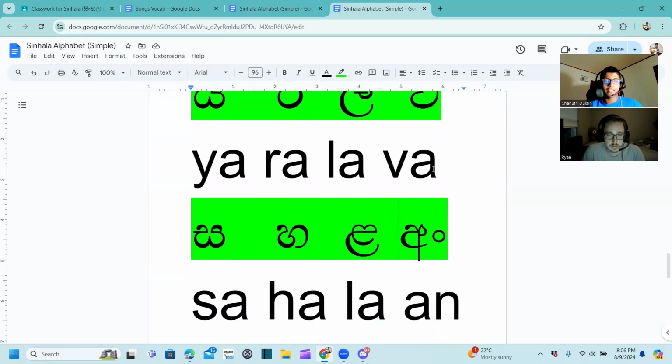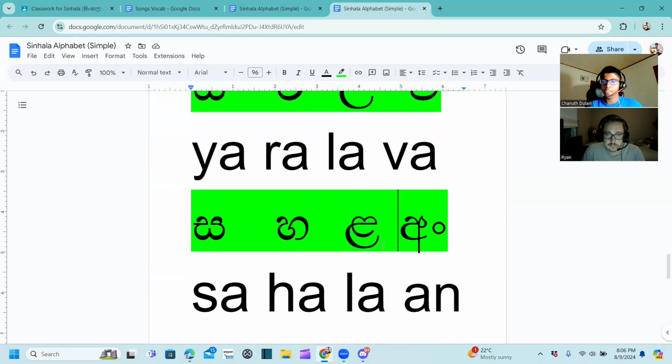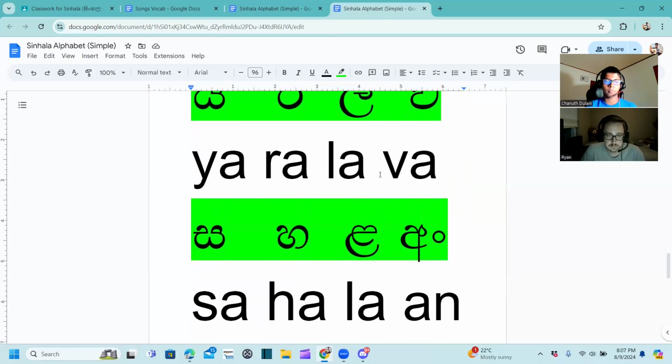I just noticed because we were at the end of the alphabet, the suddha Sinhala alphabet, and it's also at the end of the suddha Sinhala alphabet. So that's a fourth letter. So it's just a zero. You don't even have to learn how to write it. It's just a small zero.